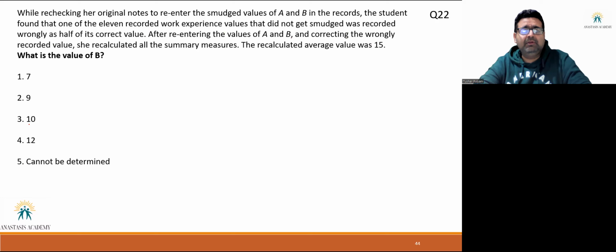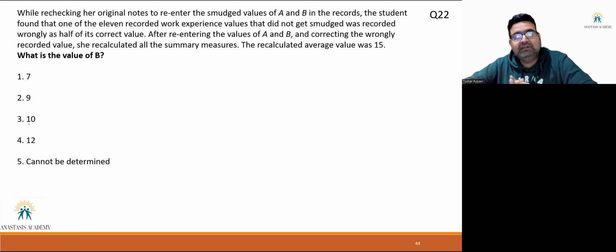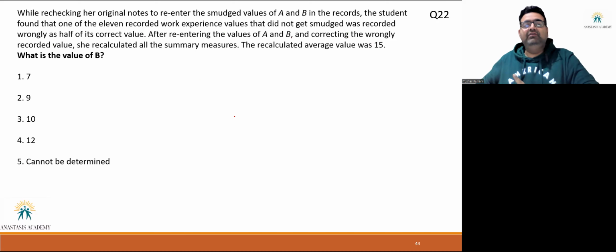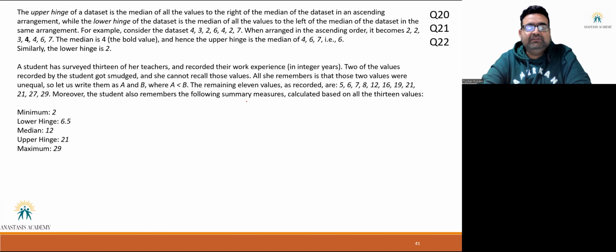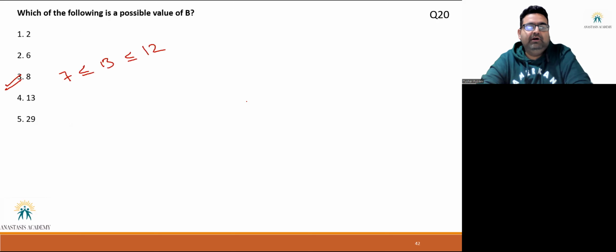There was a third problem on the same set, which gave you some extra information as well. In question 22, they said that while checking nodes, it found out that even though there were two values which were deleted, in the 11 recorded values that did not get deleted, there was a value which was recorded as half. So that means these values which are given to us, 5, 6, 7, 8, 12, 16 till 29, one of them was actually double of it. So we have to double one of them.